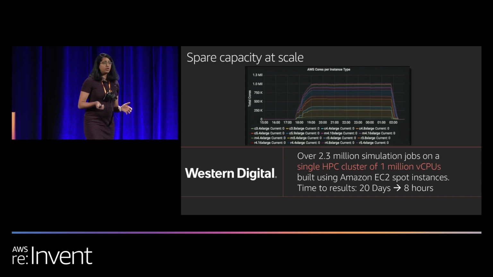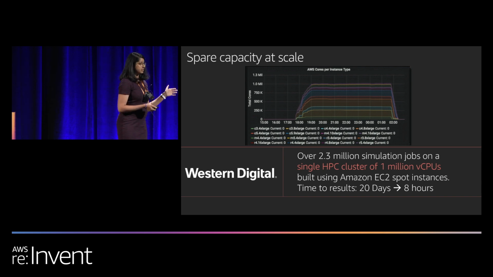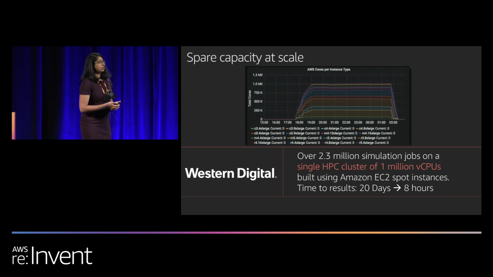So most of you may not need 1 million vCPUs. However, the key thing to note here is they're able to achieve this scale by being flexible across different instance types and different availability zones. So the key thing, like I said, is in order to be successful with using spot instances and take advantage of this scale of spot at lower cost, you need to be instance flexible.